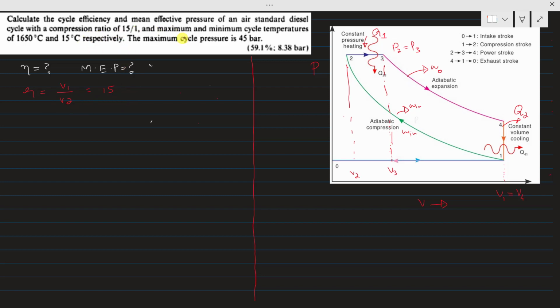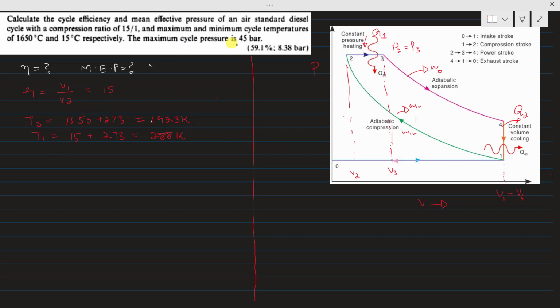Next is the maximum and minimum cycle temperature. The maximum temperature will be T3, not T2. To convert that into Kelvin, simply add 273 to it. So it will be equal to 1923 Kelvin. Next is the lowest temperature, that will be T1. The T1 value is 15 centigrade plus 273. When you convert that into Kelvin, you will get 288 Kelvin.